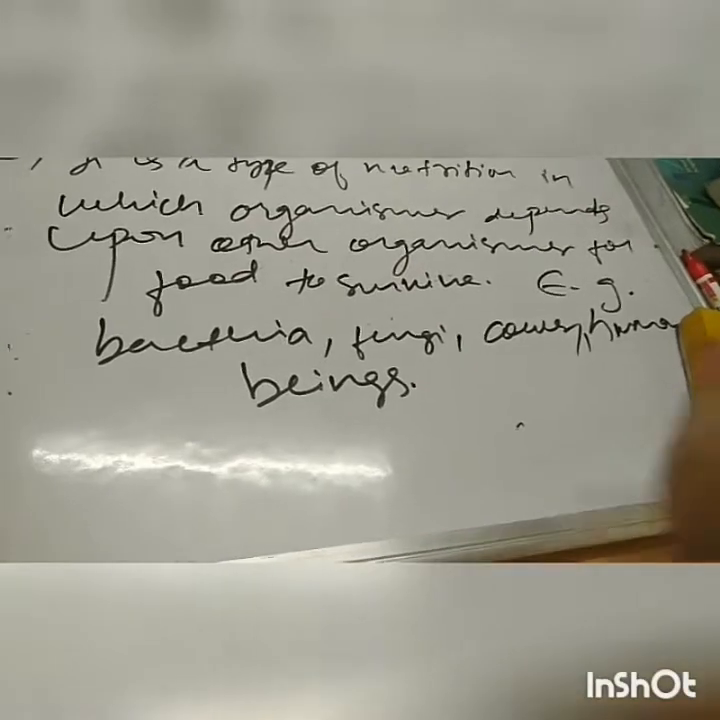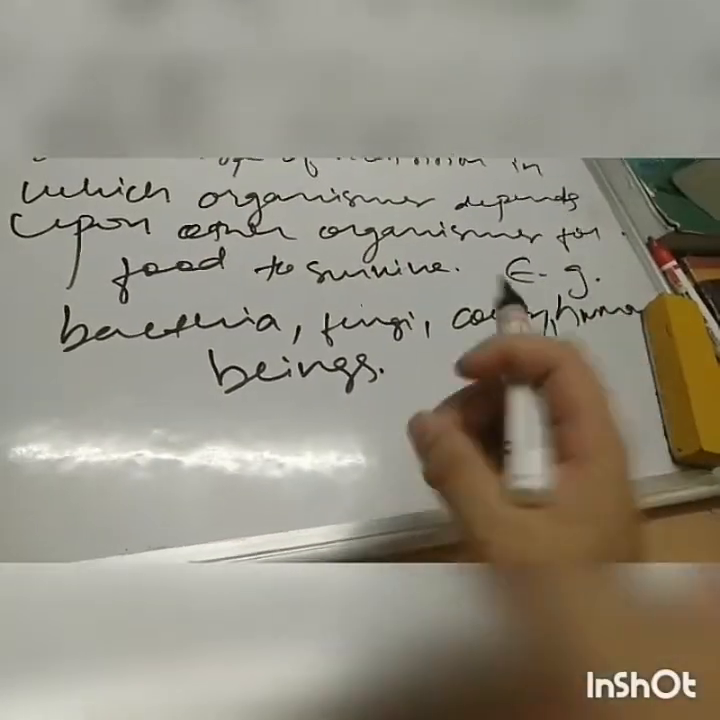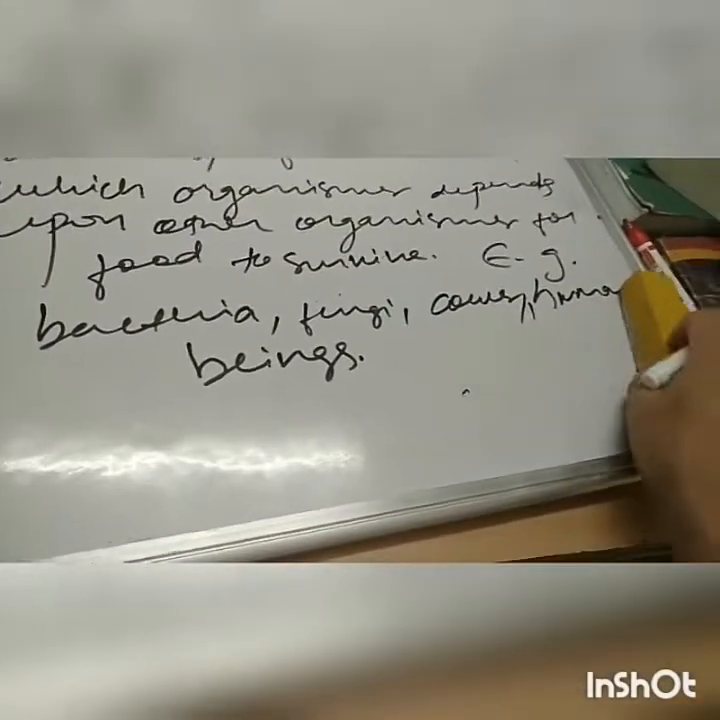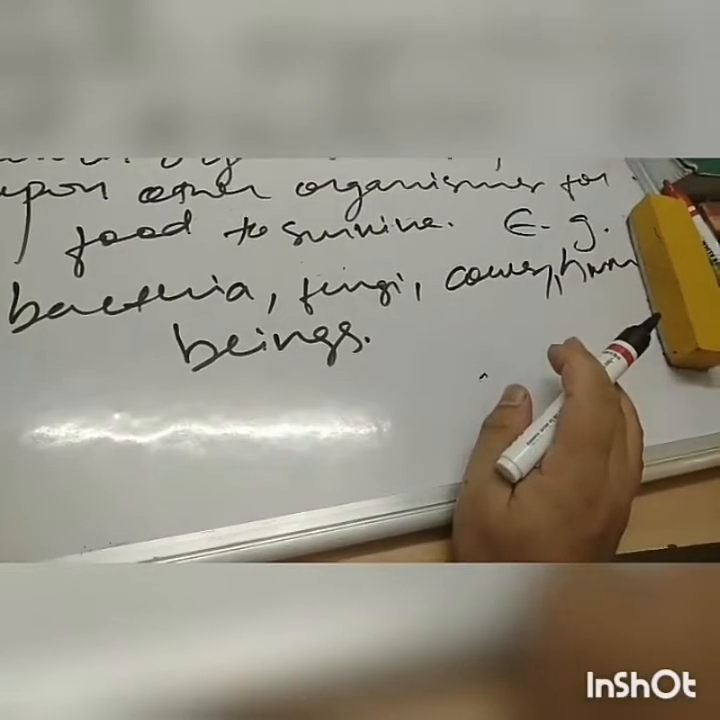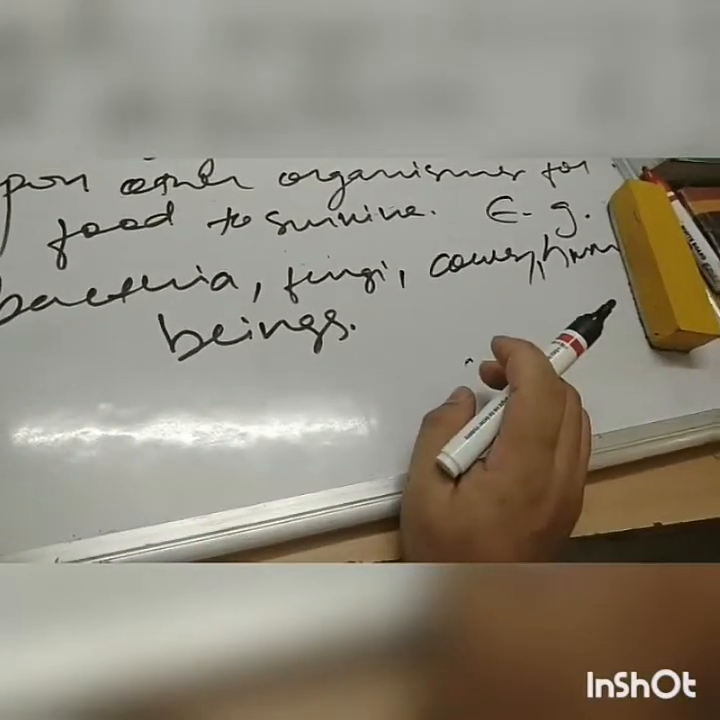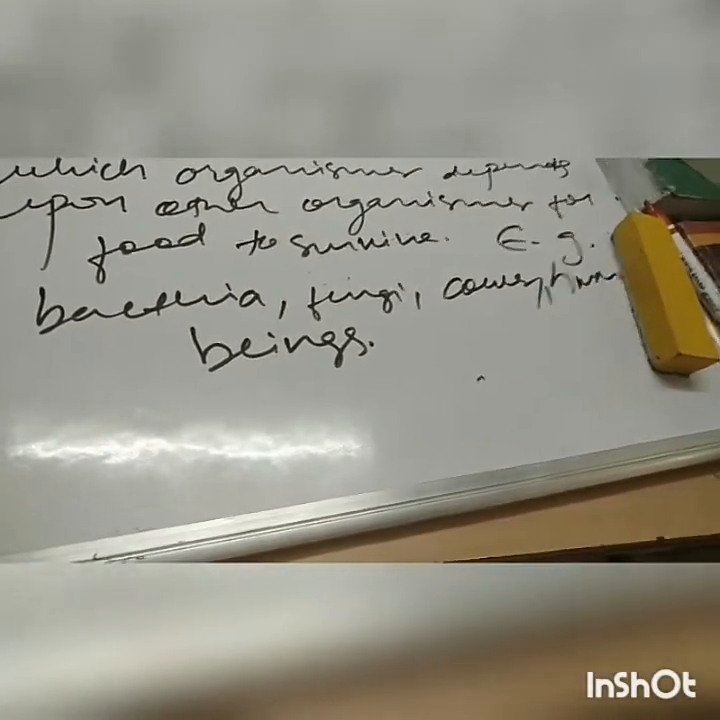we take food from other organisms. Okay, we take meat, we take rice, all those things that come from external sources. We do not make it. It comes from other sources. We depend on other organisms. So we are heterotrophic because we take food from other sources.